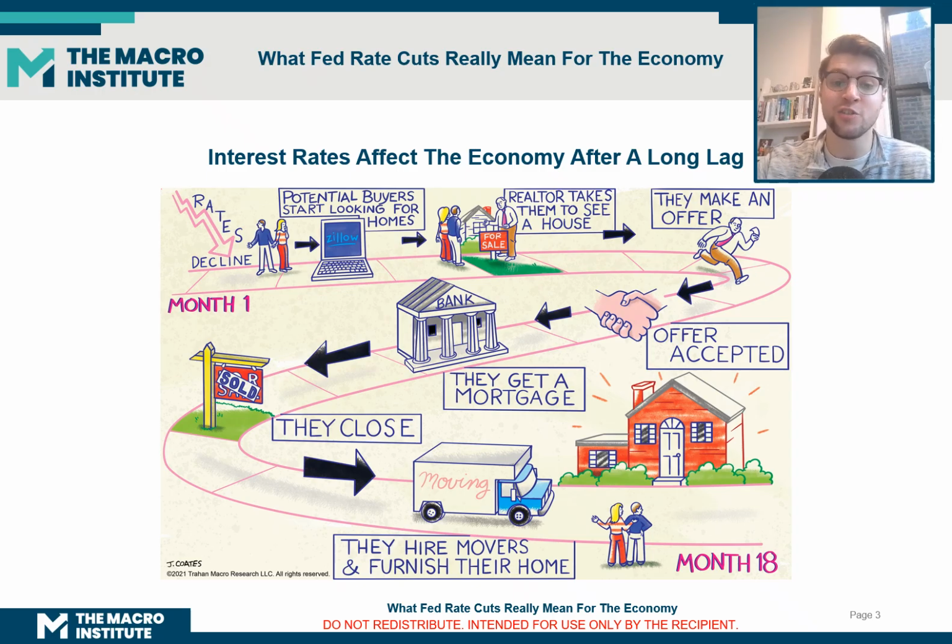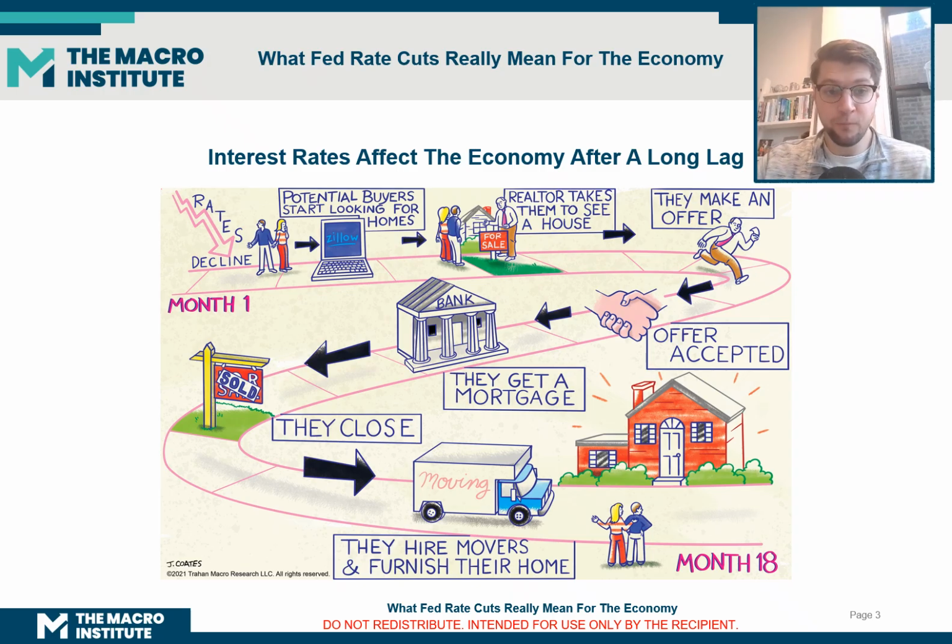Your monthly interest rate will be lower. So they log on to Zillow most likely, and they'll find a realtor. They'll start to go look at houses. Eventually, they'll see some houses that they like. They will make an offer. Hopefully, it gets accepted. They then have to go get a mortgage. A lot of stuff happens. They close on their house, and eventually they move into their new home. They have to hire movers. They have to buy furniture.